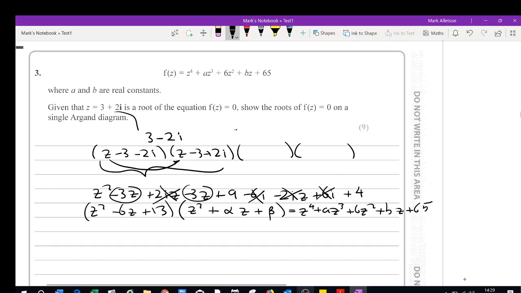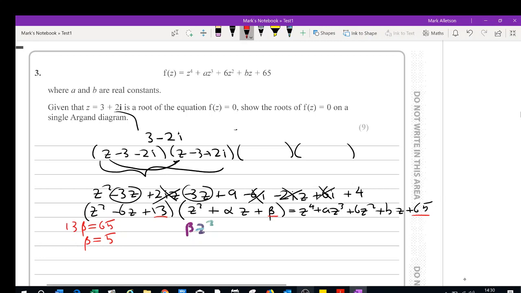Okay, now straight away I can see that 13 times the beta must equal the 65. So I can straight away see that 13 beta must equal 65, therefore beta is 5. And the next one we're going to get is the z squareds. So if you do z squareds, we've got z squared times beta, so we've got beta z squared.